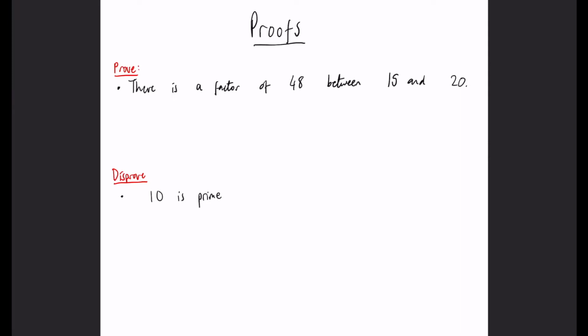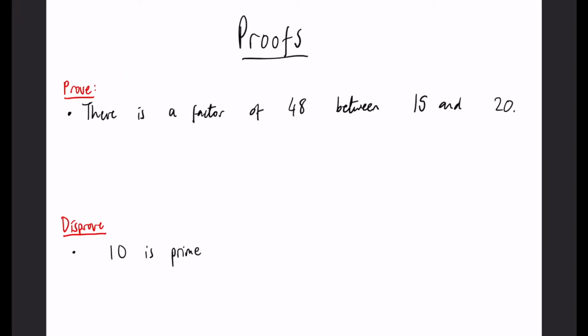But we also have other questions that you may be expected to do at foundation, such as these two here. So we need to prove there is a factor of 48 between 15 and 20. Now, just by listing the factors of 48, although it might not seem obvious at first, you get 1 and 48, 2 and 24, 3 and 16. The list will go on, but we can see here that 16 is a factor between 15 and 20. So therefore we have proven that statement.